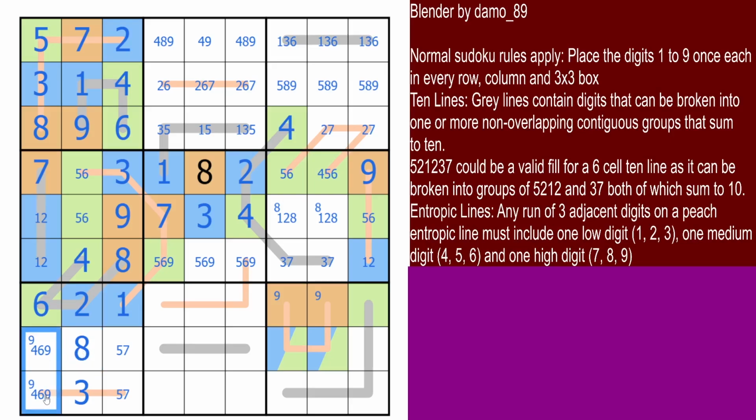I can remove this 9. 4, 6, 9. Yeah, 6 is not there. So that's 4, 9. That's 5, 7. This could be anything. 4, 9, 5, 7. 8 is not here. I don't know. That's low. That is 4 or 5. That's mid. Sorry, not low. That's mid. 4 or 5.